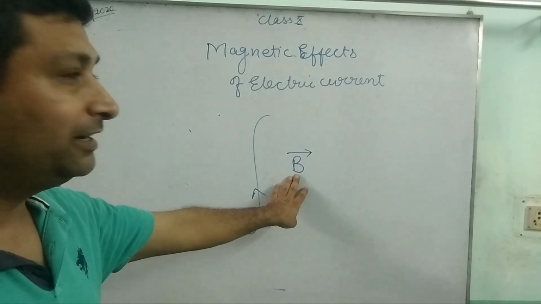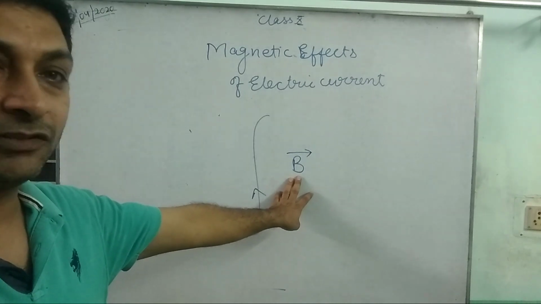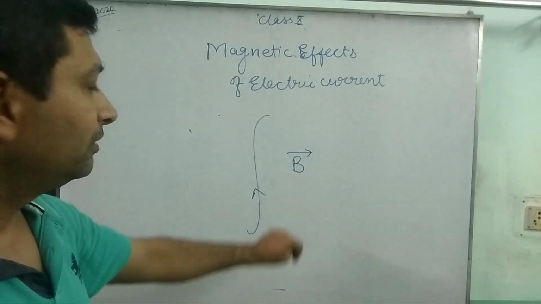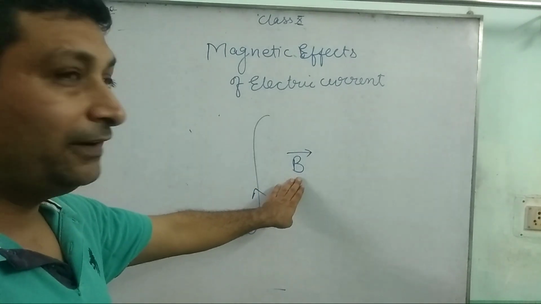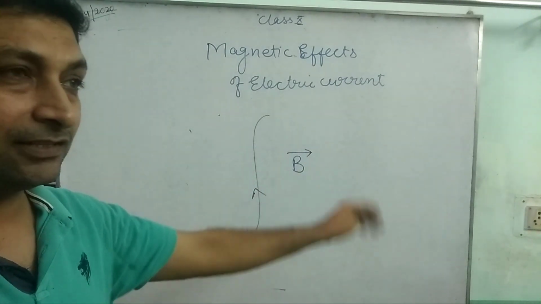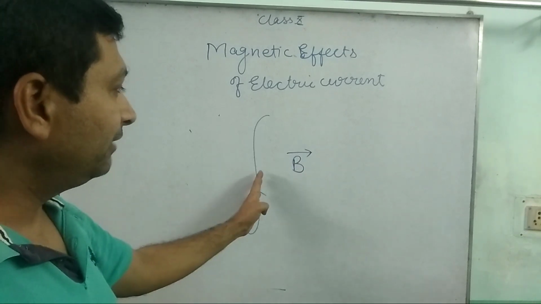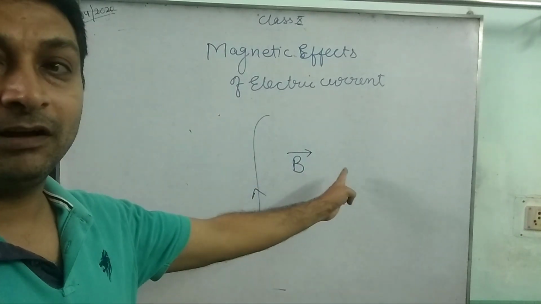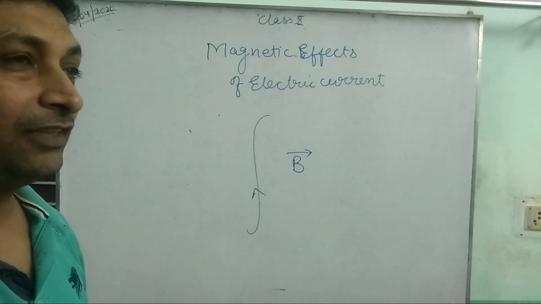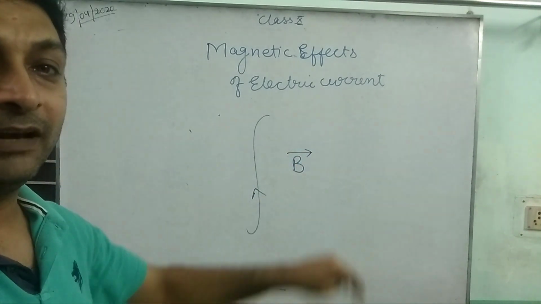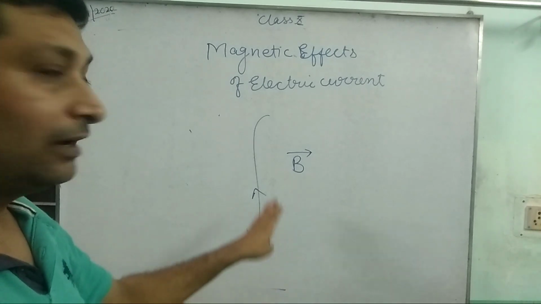Its value can be determined by Biot-Savart's rule, which is not in your course. But you should remember that this magnetic field decreases with distance. Whenever you move away from the wire, the magnetic field reduces. And the direction of the magnetic field can be determined by the right hand thumb rule.